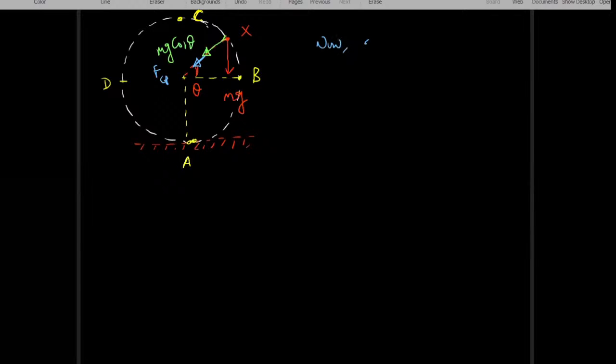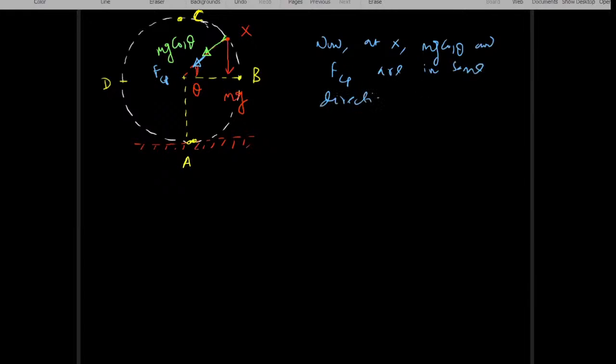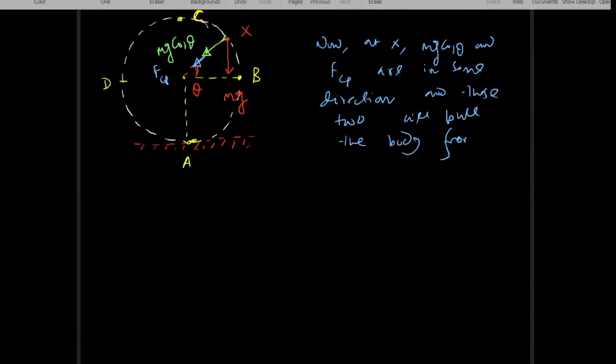So now at X, mg cos theta and F centripetal are in the same direction, and these two will pull the body from the track. If they pull the body from the track, normal reaction will become 0.